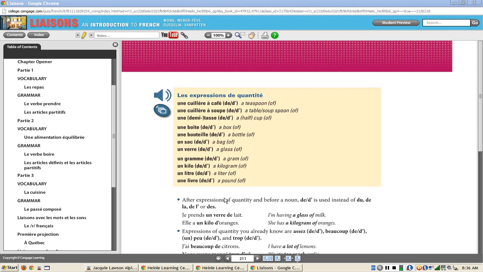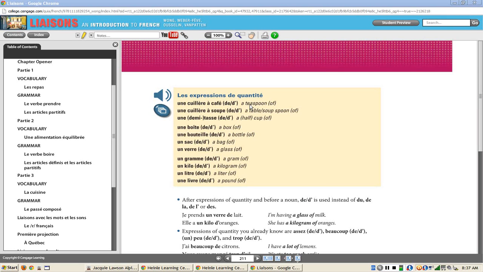Un verre de lait. Je prends du café. Je prends une tasse de café. You know, a mug of coffee. Je prends du vin. Je prends un verre de vin. And you even have the expression prendre un verre, to have a drink. Here are some other measurements.